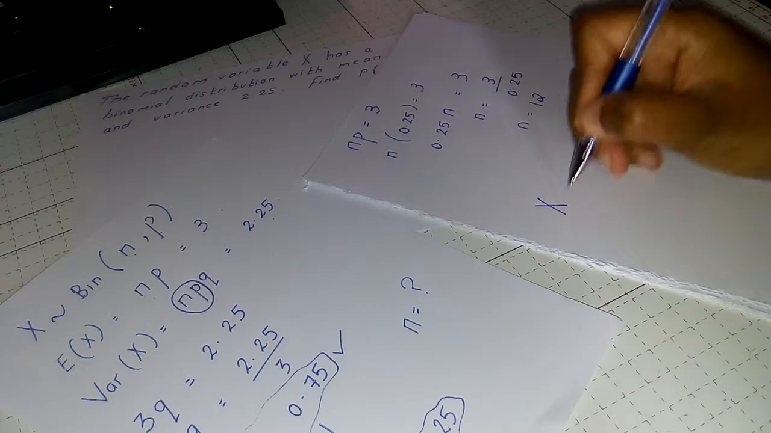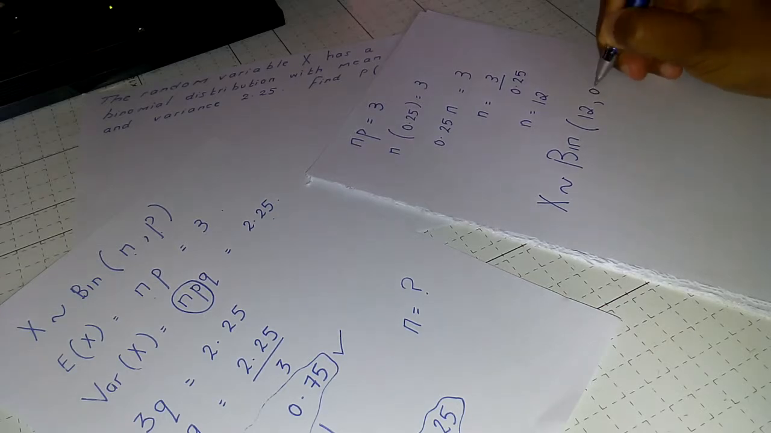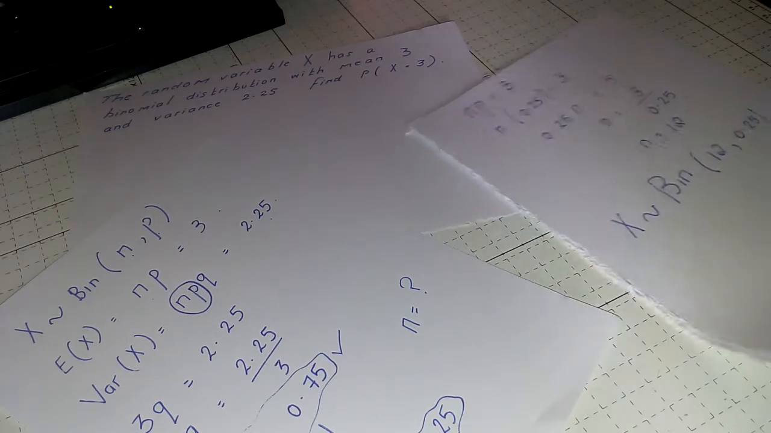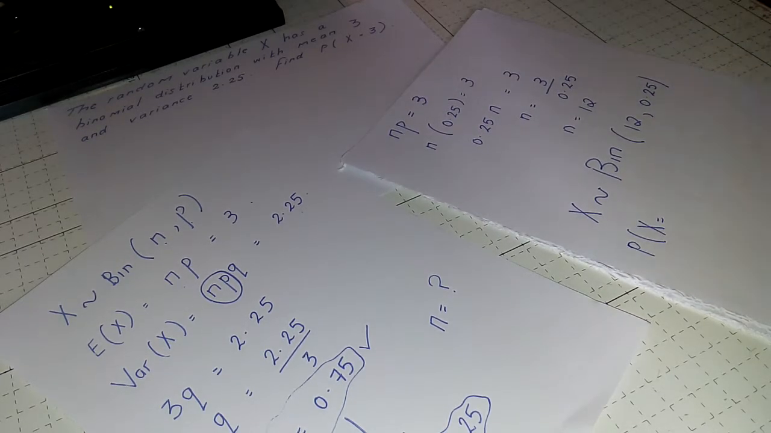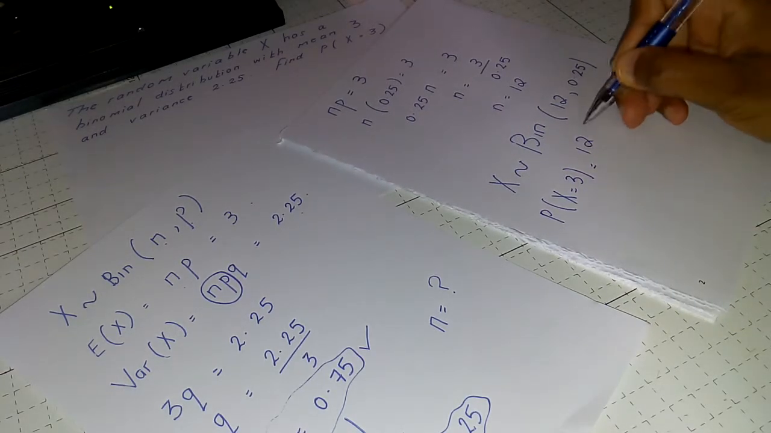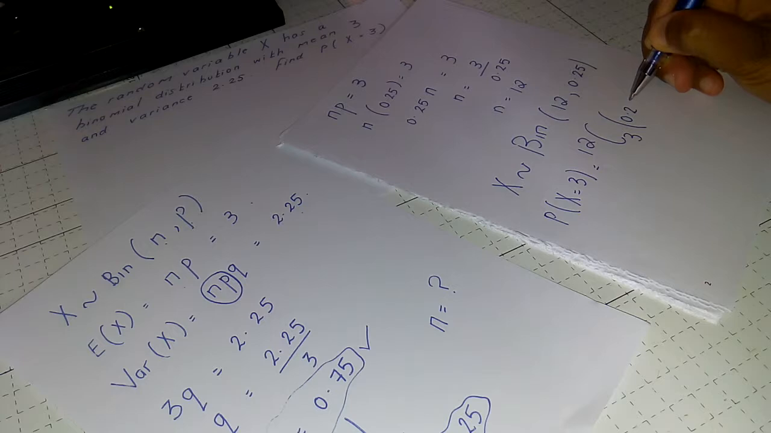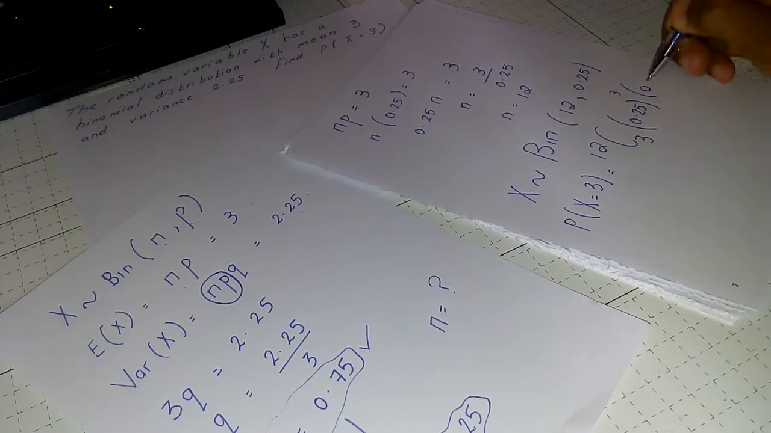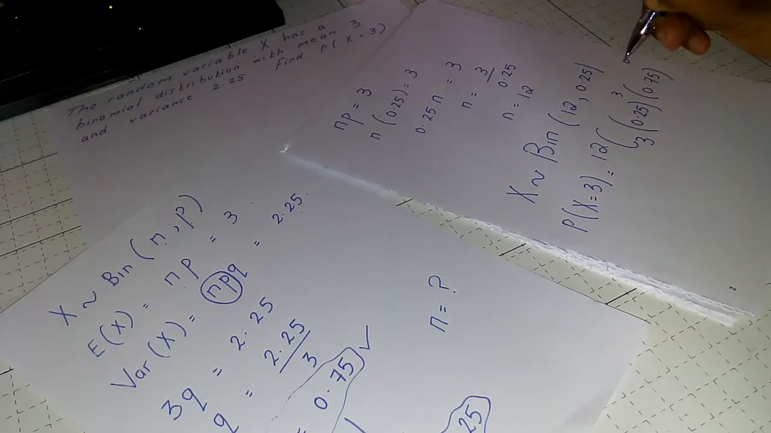So we can write the distribution: X follows Bin(12, 0.25). Now in the question you have been asked to find the probability of X equal to 3. So next we write: P(X = 3) is equal to 12C3 multiplied by p, which is 0.25 power 3, and then you multiply by 0.75 power 12 minus 3, which is 9.